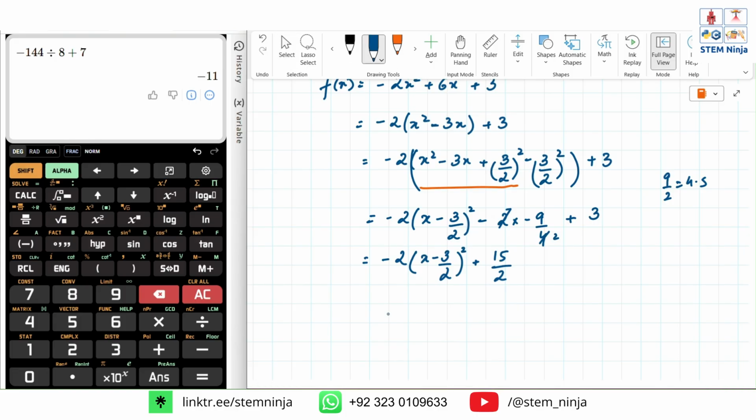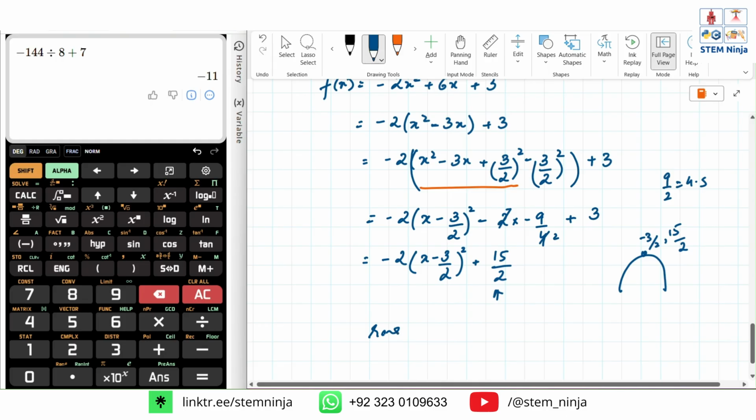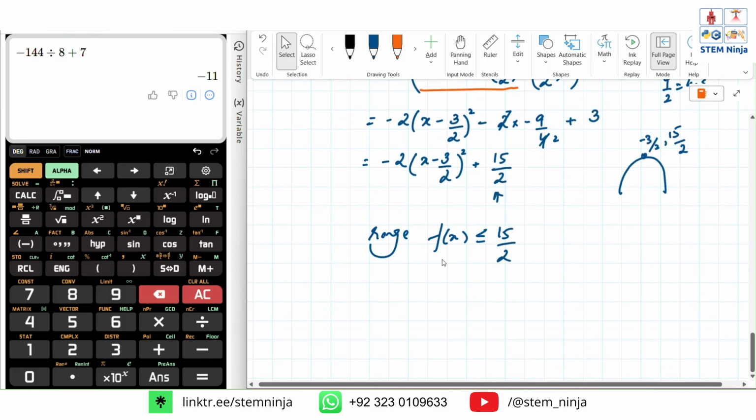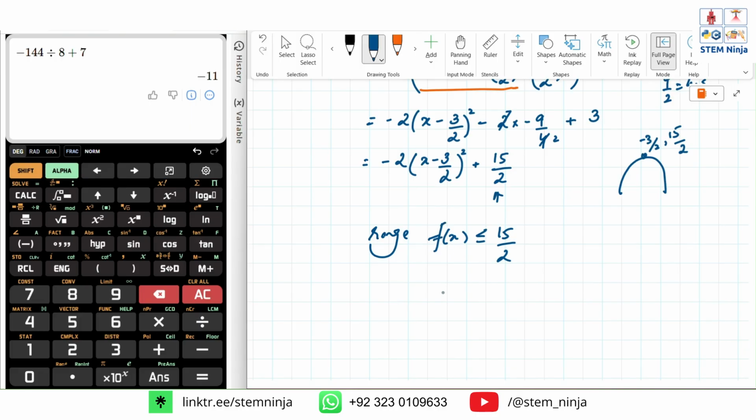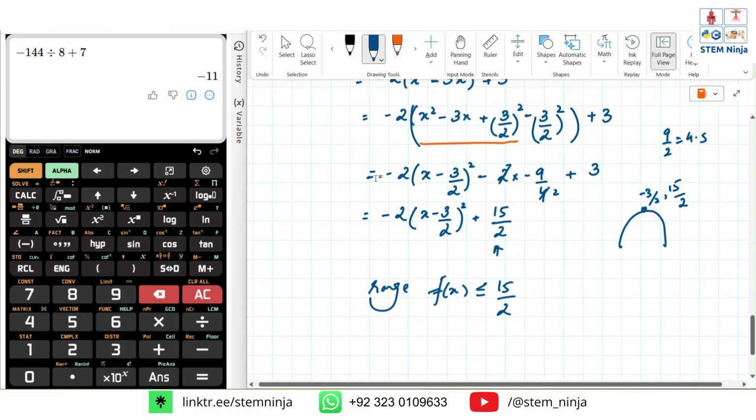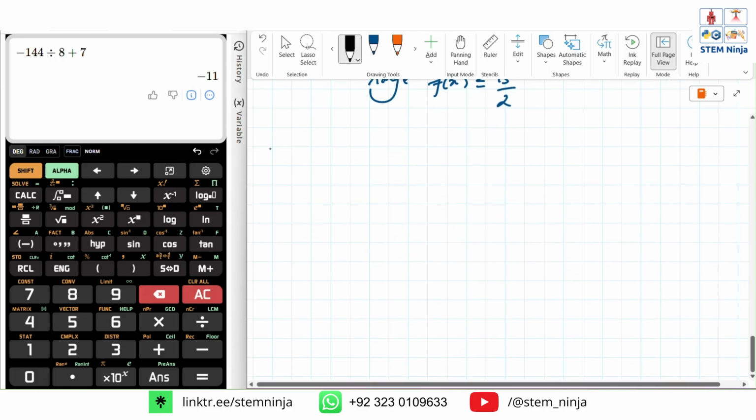And finally, that means this is the maximum point. So the x-coordinate of this point is minus 3 by 2 and the y-coordinate is 15 over 2. So the range would be f of x is less than or equal to 15 over 2. Although we will cover these concepts more again in the functions topic, this is a fairly easy concept over here.